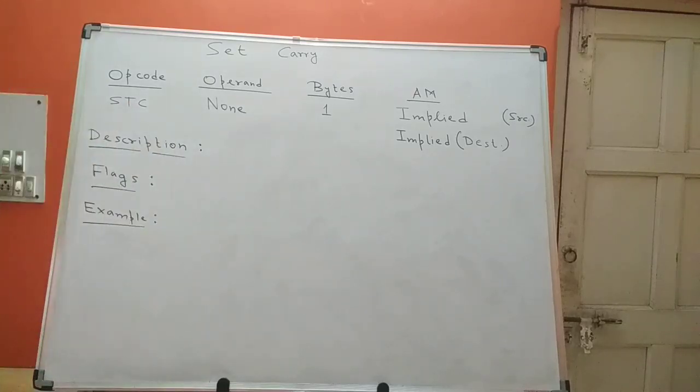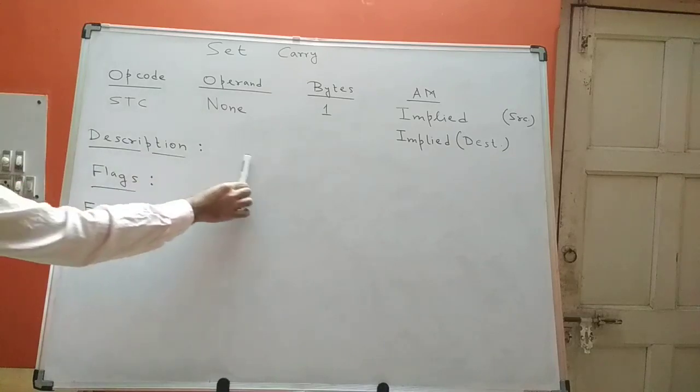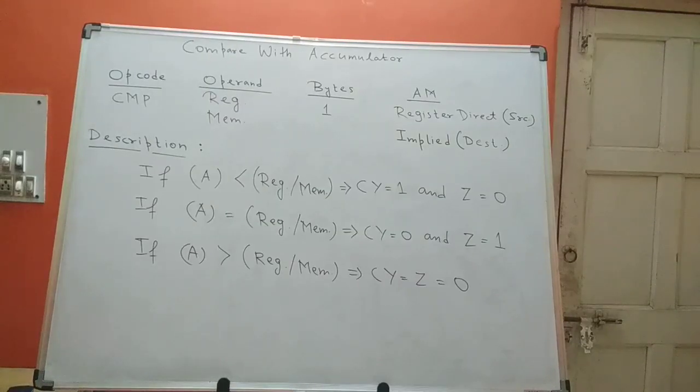So against the description for STC, you can write the carry flag is set to 1, full stop. And against flags, please write no other flag is affected except carry. Or you can write except the carry flag, no other flag is affected. So let me take up another instruction. Okay, the next instruction is compare with accumulator, CMP.